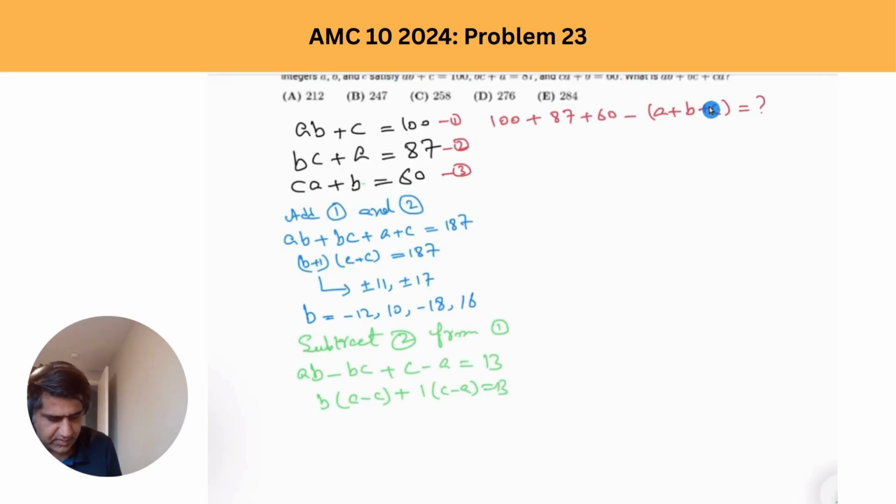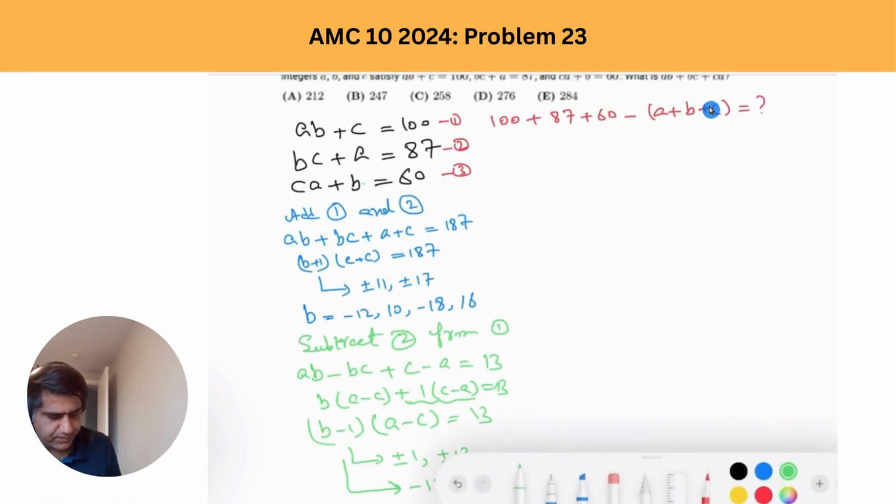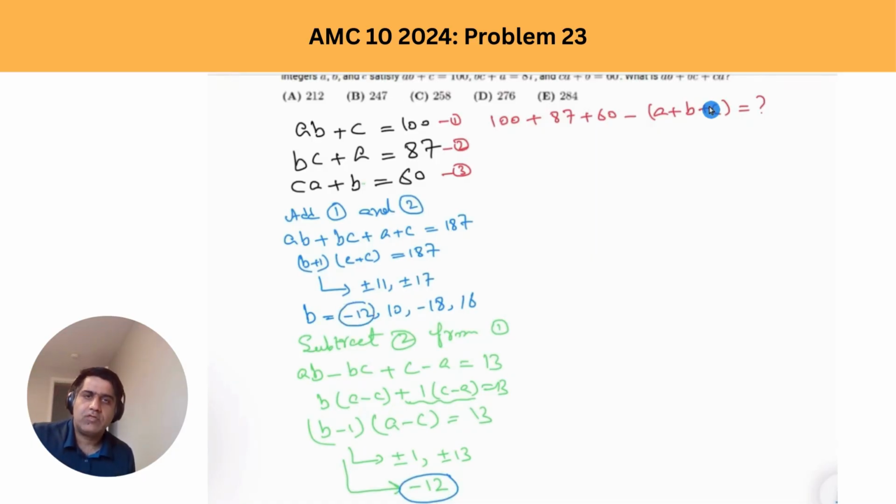Or I can then write it as, since this is not the same pair, I would have to write it as B minus A and A minus C equal to 13. Now the possible values for B minus A that I have are plus minus 1 and plus minus 13. And the possible value of B that I would get is negative 12. So if I see from both of these equations, I'm getting negative 12 as common in both. That means negative 12 is the answer for B.